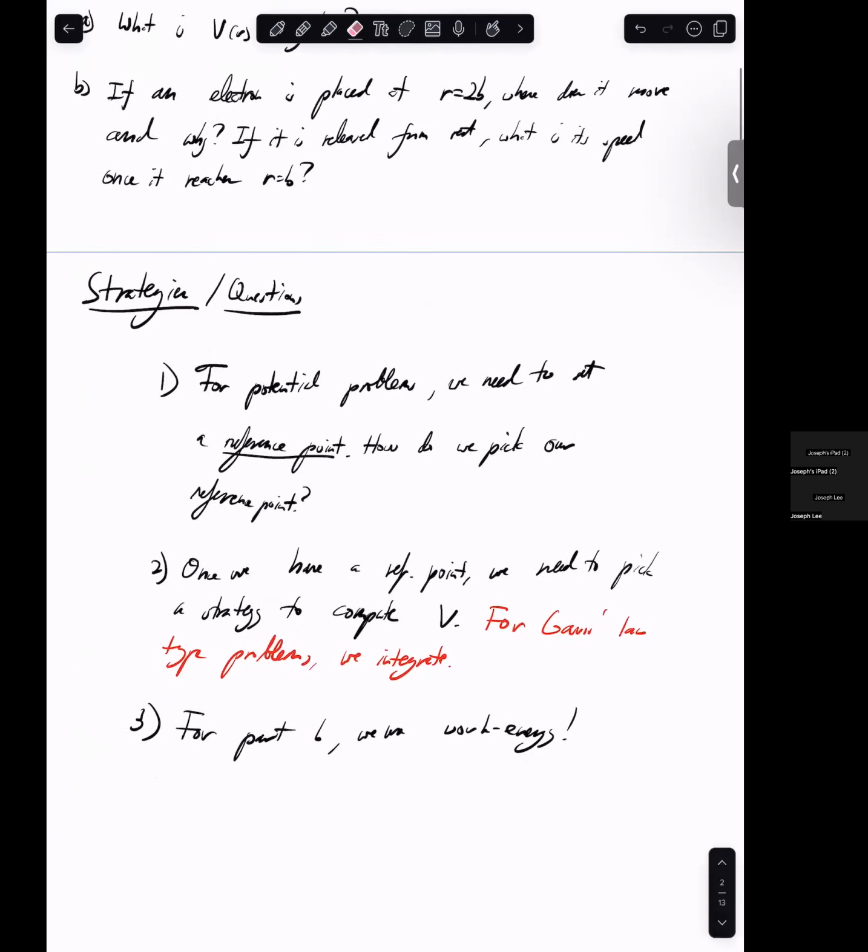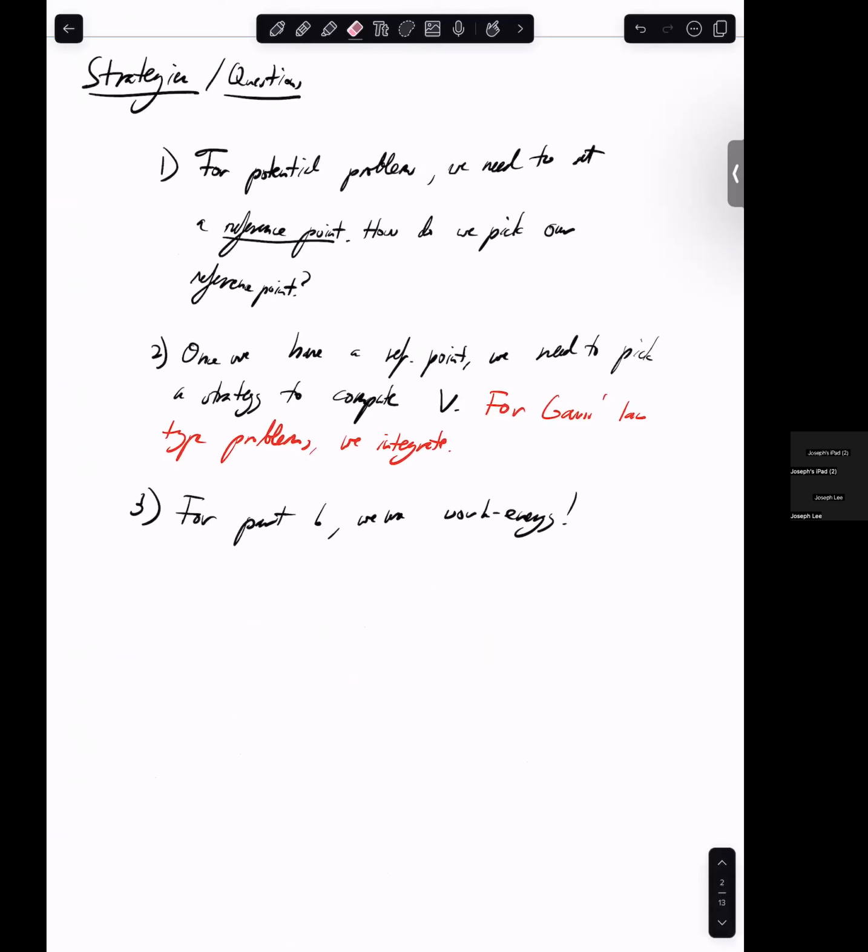So we have the following strategy and sort of questions to guide us through this problem. The first thing is for any potential problem, we need to set a reference point, and we're going to go over how we pick this. You should sort of draw an analogy to when you took classical mechanics 1401. If you remember, in these problems, we would have like a ball of some distance h above the ground, and often we would set the ground to be potential energy equals 0, and wherever the height of the ball is to be mgh. But in principle, we could set the 0 point anywhere we want. So we just got to make sure we pick a smart point.